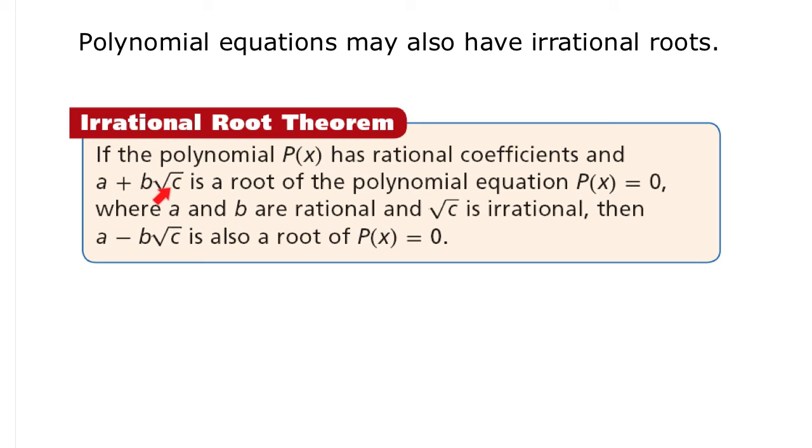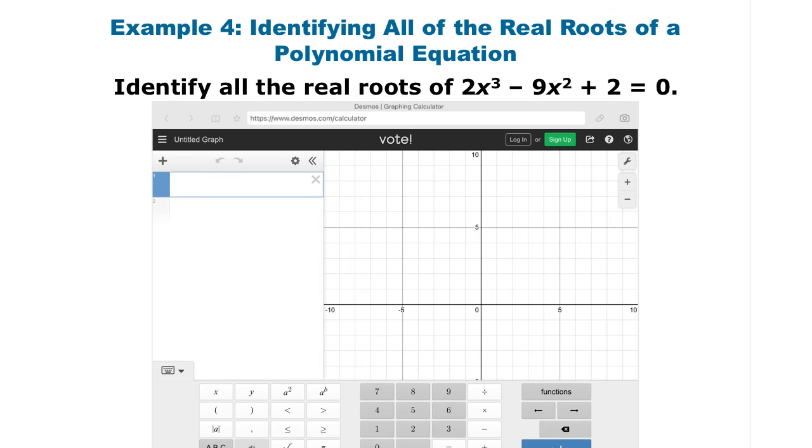Next, we're going to see polynomials that might have some roots that are irrational, meaning that they don't come out to be nice integers. They might have some square roots with them. The irrational root theorem is just saying that if an irrational number like a plus b times the square root of c is a root, then so is a minus b times the square root of c. So you get that plus or minus, both being roots.